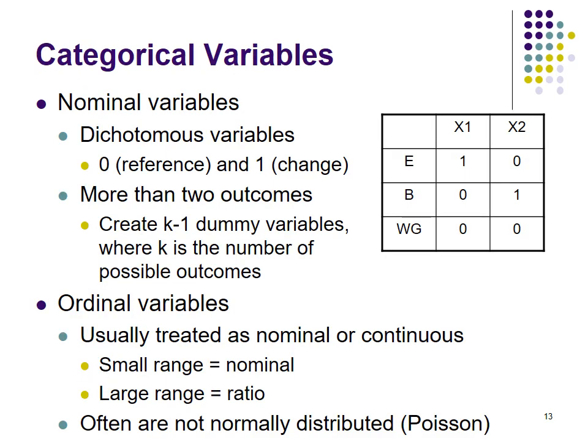Again, if we have a categorical variable, nominal variables, if it's dichotomous to begin with, we don't have to do anything to it. If it has more than 2 outcomes, in other words, it has more than 2 levels, 3 or more, we're going to have to create dummy codes. And the number of dummy codes is the number of levels minus 1. So for example, if we have a categorical variable with 5 levels, 5 minus 1 is 4, we're going to have to create 4 dummy codes.